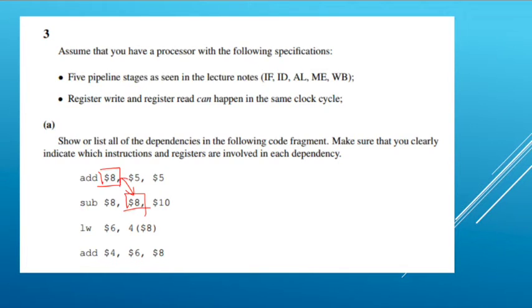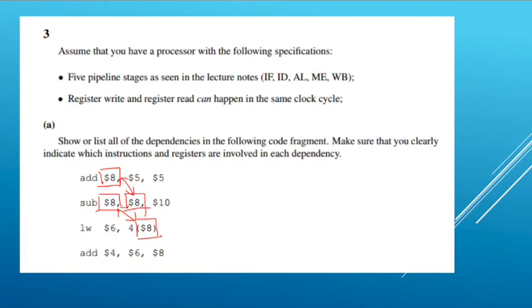In the third line of code, we see that register number 8 is being used again. So here we need to be a little bit careful because we want to use the register value that is most updated. So we notice that register number 8 is being modified again in the second instruction. So we will have a dependency between the second and third instruction instead of the first and third instructions.